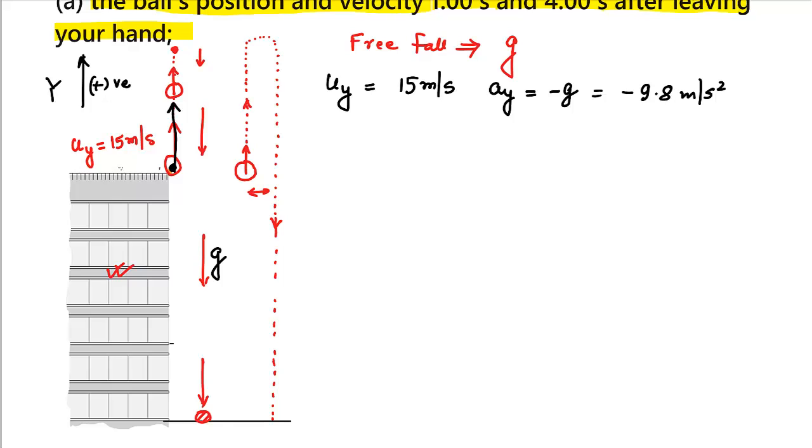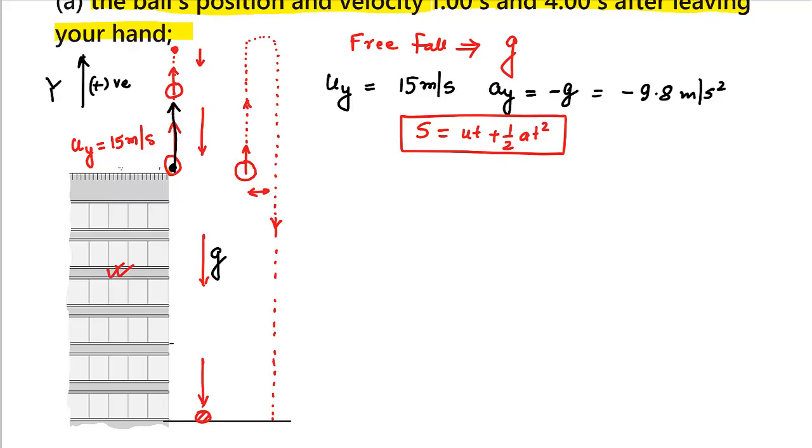Now once I know initial velocity and acceleration, I can apply the formula for constant acceleration to calculate position, or y, of the ball, so the distance of the ball from the origin. If you remember, we have a formula something like this: s equals ut plus half at square, and this formula can be used to calculate the distance of the ball from the origin.